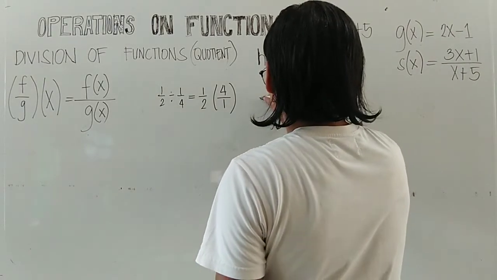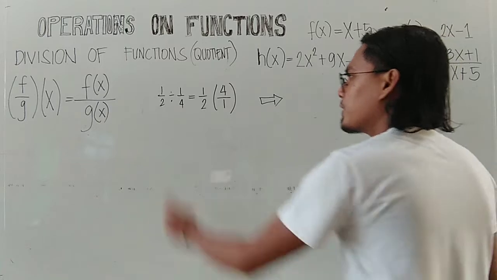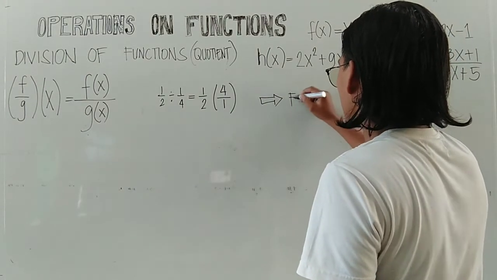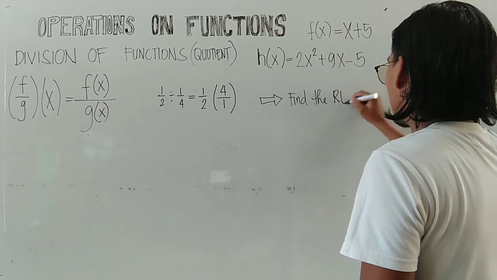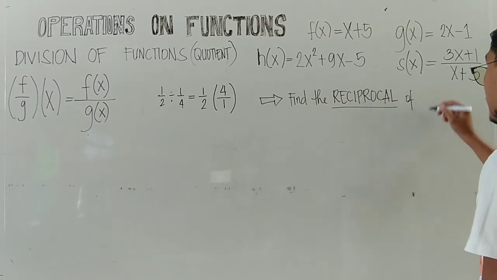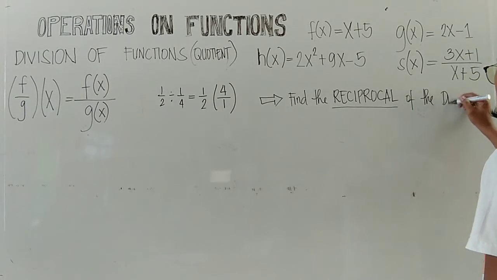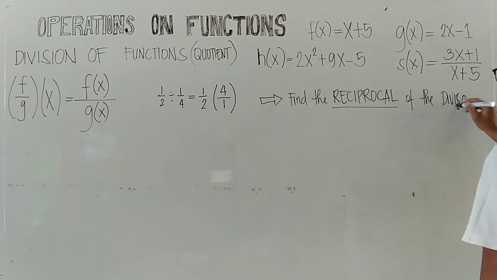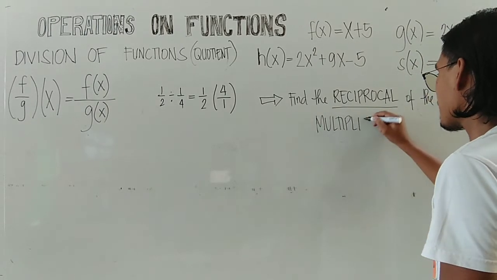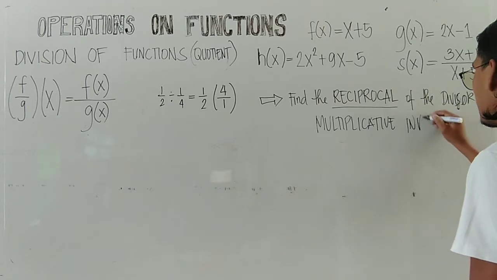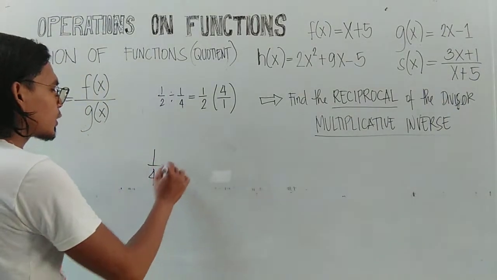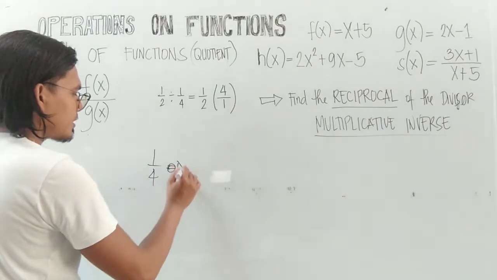So the first rule is, we should identify your dividend divided by your divisor equals your quotient. So the first rule, guys, is to find the reciprocal of the divisor. Okay, in some books, reciprocal is also known as multiplicative inverse. Okay, so the multiplicative inverse of 1/4, or its reciprocal, is 4 over 1.